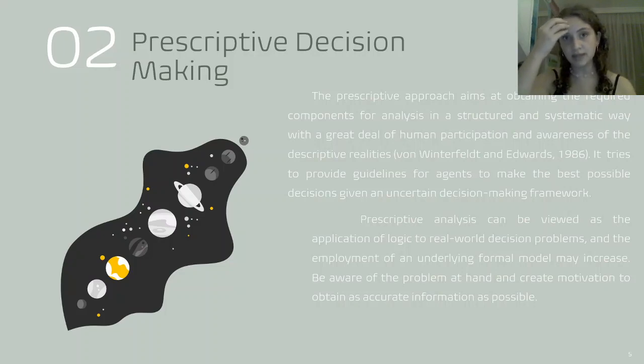Prescriptive decision making. The prescriptive approach aims at obtaining the required components for analysis in a structured and systematic way, with a great deal of human participation and awareness of descriptive realities. This reference is from Winterfeldt and Edwards in 1986. Prescriptive decision making tries to provide guidelines for agents to make the best possible decisions in a given uncertain decision making framework.